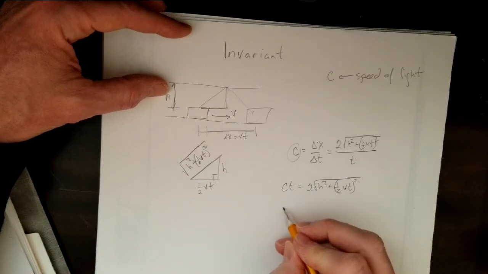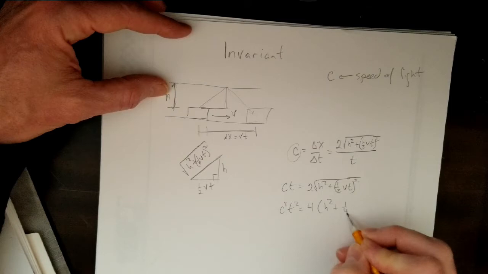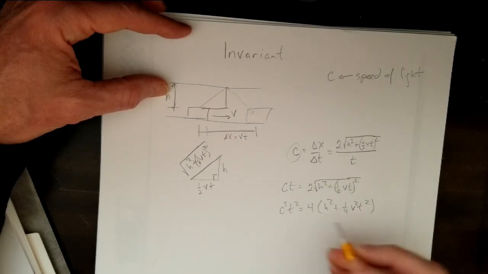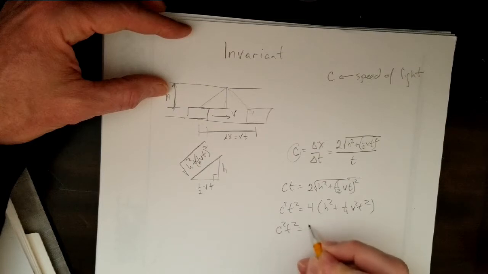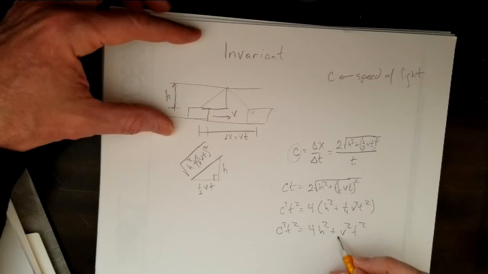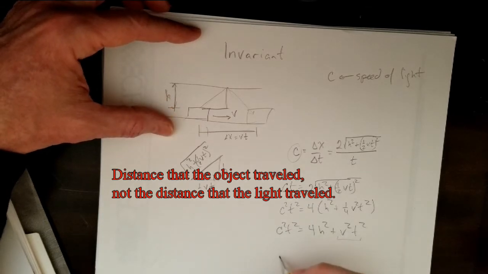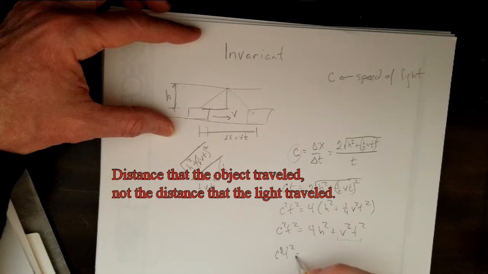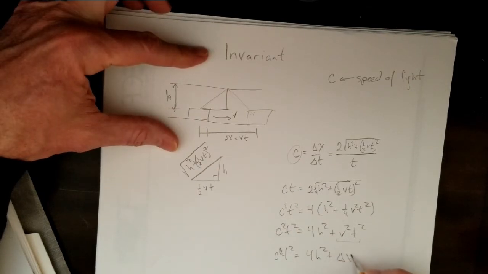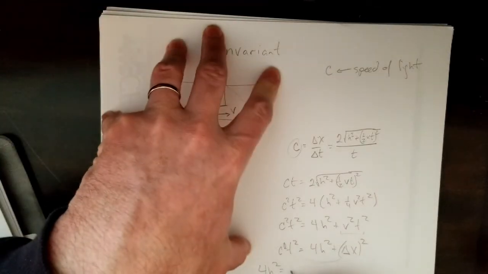which is c squared t squared is equal to 4 times (h squared plus 1/4 v squared t squared). Distribute the 4, and we have c squared t squared is equal to 4h squared plus v squared t squared. Recognize that v times t here is just the distance traveled. I guess we sort of went in a circle there, but we have c squared t squared is equal to 4h squared plus the distance traveled squared. And so we have 4h squared is equal to, bringing that over, c squared t squared minus delta x squared.